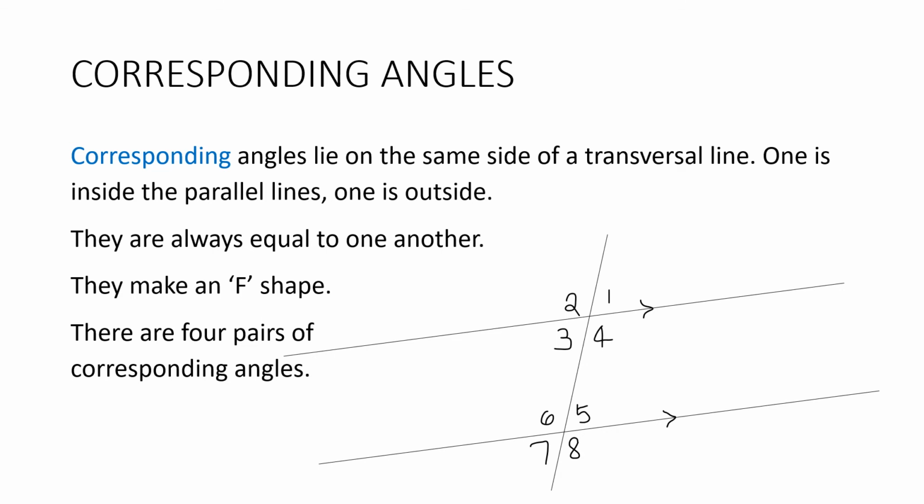Here's the answers. So the first one is 3 and 7. These are corresponding angles. And there's the F shape. It's back the front, but it's still an F. Another one is 2 and 6. There's the F. And then finally there's 1 and 5. And there's the F there.